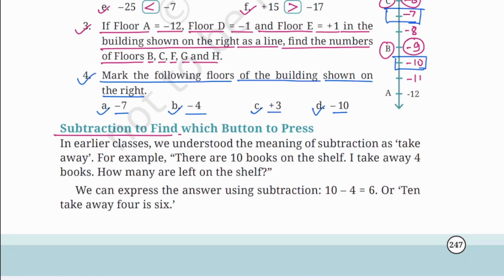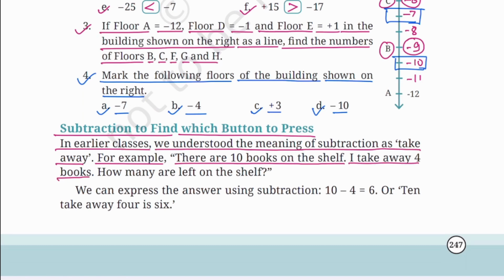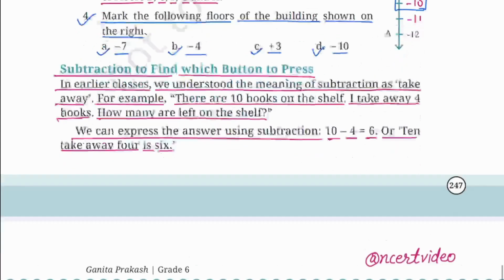Subtraction to find which button to press. In earlier classes, we understood the meaning of subtraction as takeaway. For example, there are 10 books on the shelf. I take away 4 books. How many are left on the shelf? We can express the answer using subtraction. 10 minus 4 is equal to 6, or 10 take away 4 is 6.